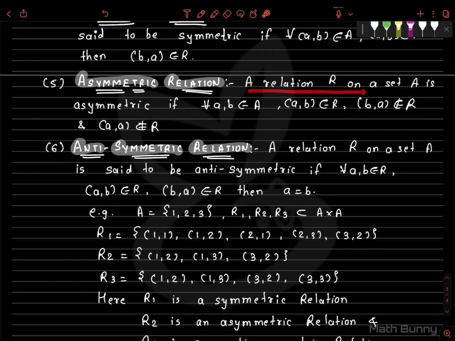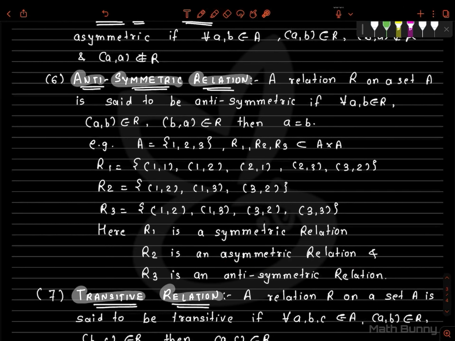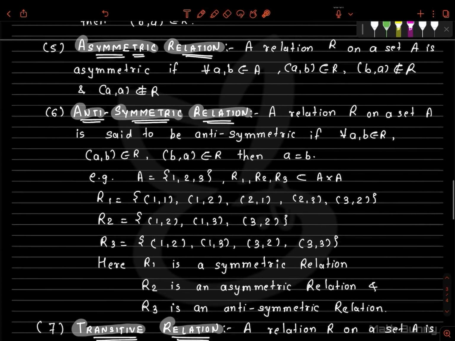What is asymmetric relation? A relation R on a set A is asymmetric if (a, b) belongs to R, then (b, a) must not belong to R. (a, a) type of pair is not allowed. Here, see R2 is equal to {(1,2), (1,3), (3,2)}. You can clearly see (1, 2) is present in R2, but (2, 1) is not present in R2. Similarly, (1, 3) belongs to R2, but (3, 1) does not belong to R2. (3, 2) belongs to R2, but (2, 3) does not belong to R2. So, this is an example of asymmetric relation. R2 is an asymmetric relation. You can also see that no (a, a) type of pair is present, which means (1,1), (2,2) or (3,3) is not present in R2. That is called asymmetric relation.